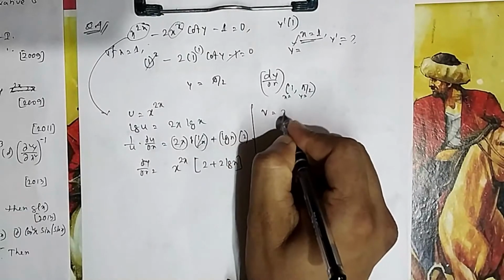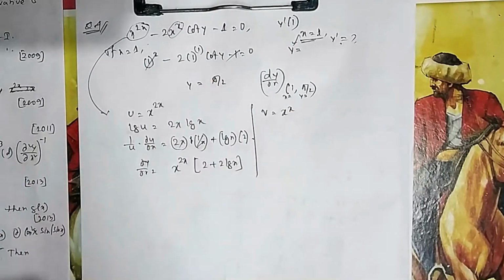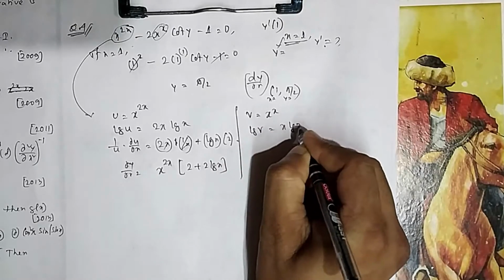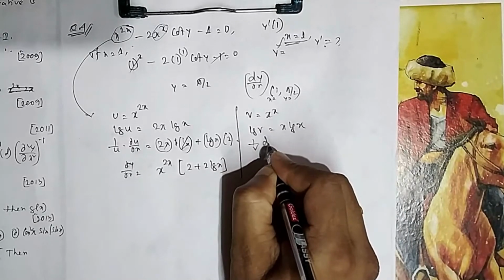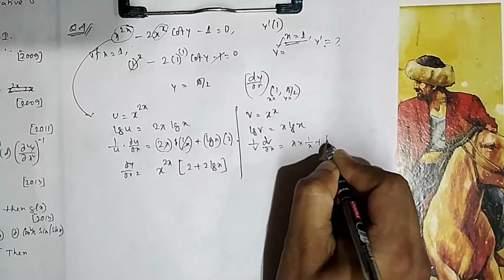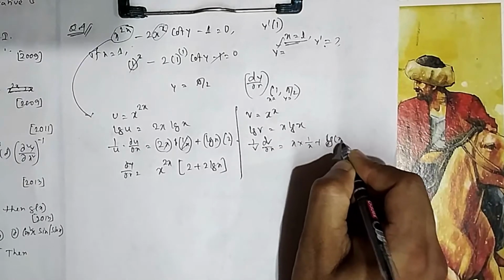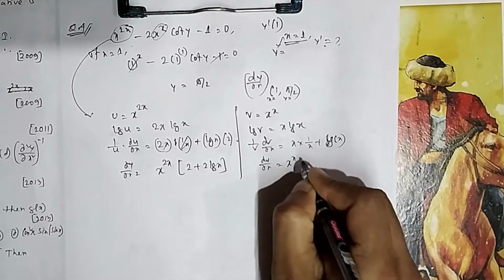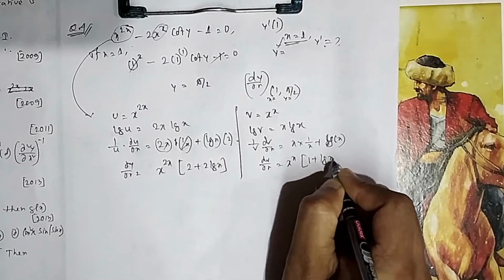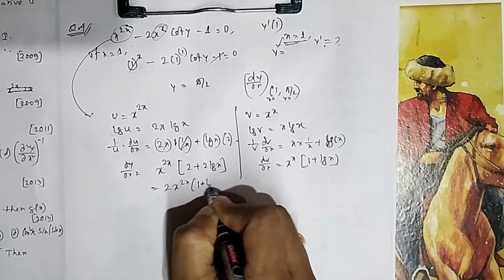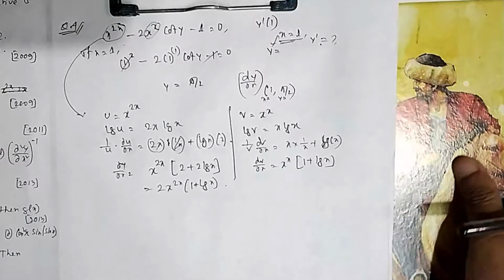Similarly, you have to take this one also, v is equal to x to the power x. So log v is equal to x log x. So 1 by v dv/dx is equal to x into 1 by x plus log x constant, differentiation of x is 1. So dv/dx is equal to x to the power x times 1 plus log x. Here you can take 2 common in du/dx, 1 plus log x. So you put all these values there.